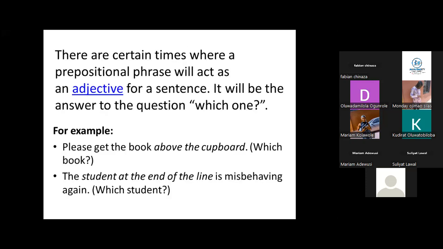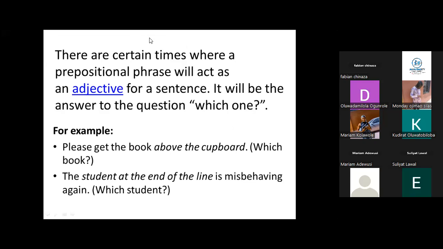Now, the first one is that there are certain times where a prepositional phrase acts as an adjective for a sentence. It will also always give an answer to the question, which one? Now look at the examples that we have.